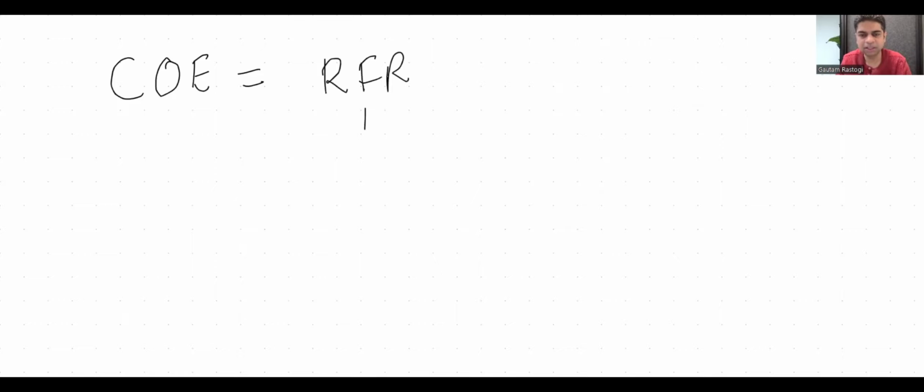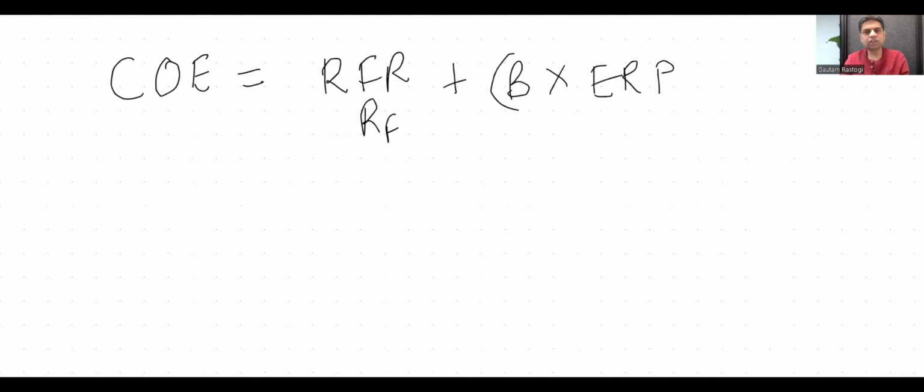Last video, if you remember, and please watch that if you haven't, we understood the concept of cost of equity and all the terms that make it up. Cost of equity is the risk-free rate, which is also called RF, plus beta times equity risk premium. We understood all these concepts in the last video, and I'm just going to build up from where we left off.